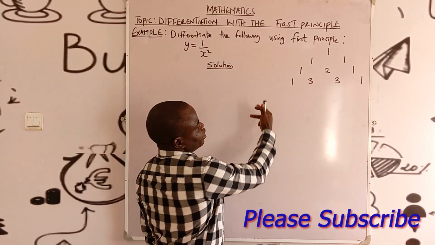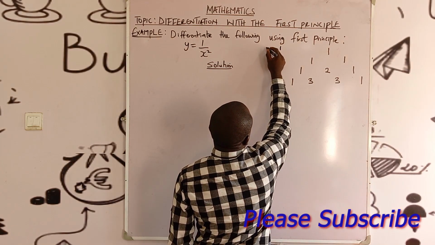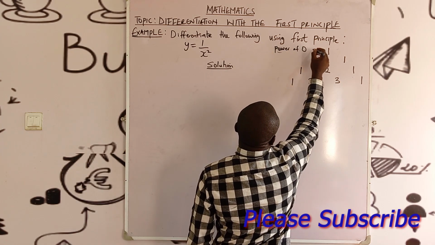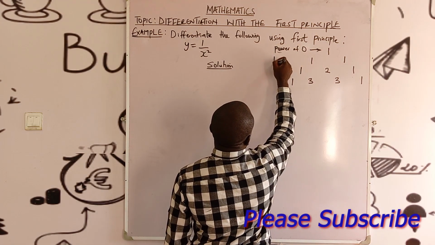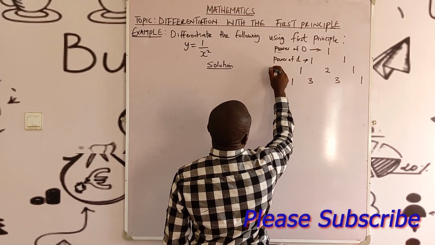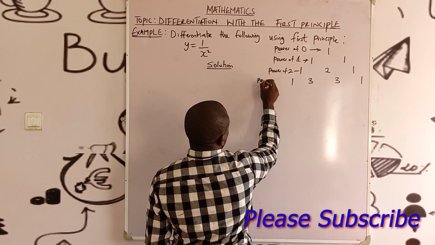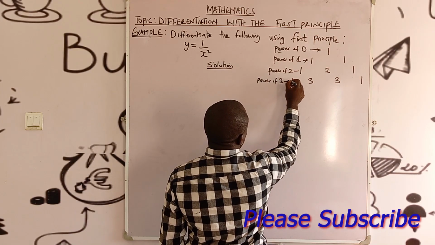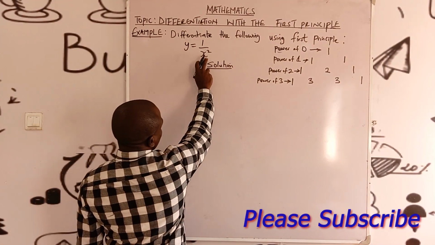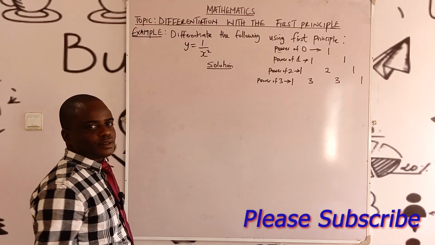How do you know the line to use? This is number 1, power of 0. Power of 1 goes for this, power of 2 goes for this, power of 3 goes for this. That's how it goes down. Now you can see the fraction we have here, x squared is power of 2. I'm making use of this third line.